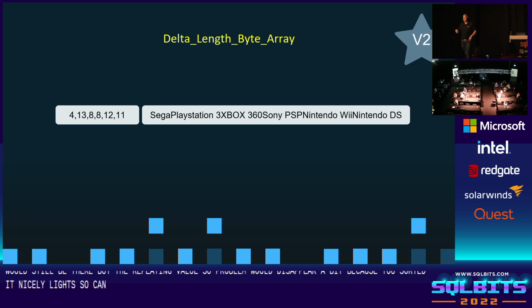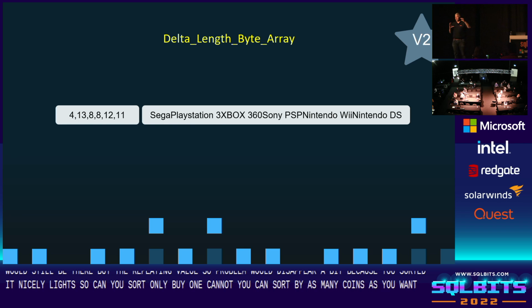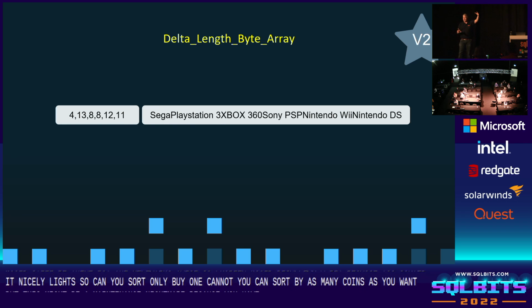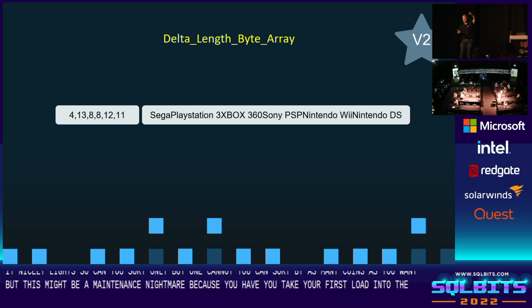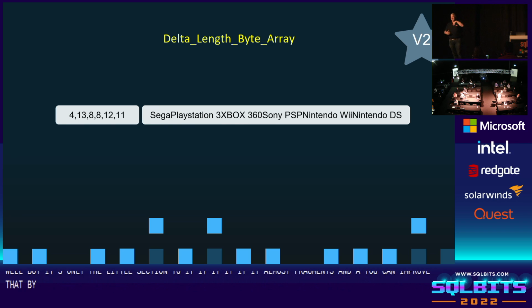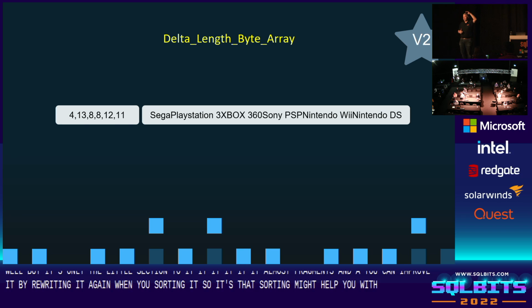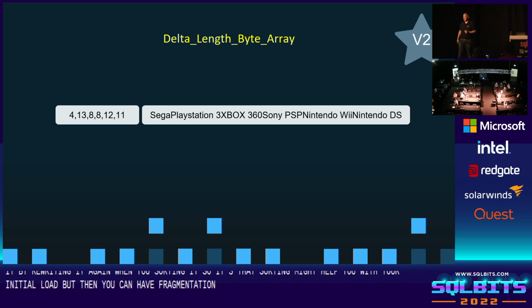So can you sort only by one column? No, you can sort by as many columns as you want, but this might be a maintenance nightmare. You take your first load into the system with like 100 terabytes or something, and you sort it. Let's pretend you have lots of compute power, and everything compresses nicely. But then new data comes in, and you sort that as well, but it's only the little section, so it almost fragments, and you can improve that by rewriting it again. So sorting might help you with your initial load, but then you can have fragmentation, so you have to be a bit careful.